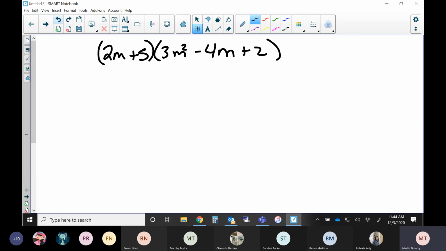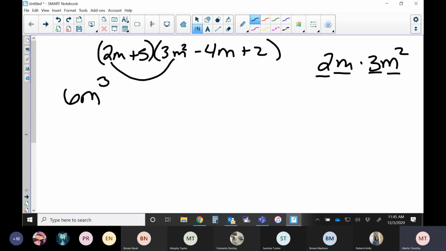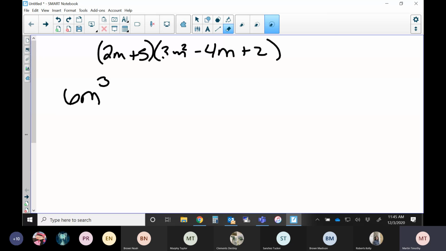So when I do that, I do 2m times 3m squared. That's what I'm doing. So 2 times 3 is 6. M times m squared turns into m cubed. Does that make sense? Yep. So I'm going to keep doing that. I'm hopefully not going to have to keep drawing the arrows. I'm going to do 2 times this. 2 positive times a negative is a negative. 2 times 4 is 8. And m times m is m squared.